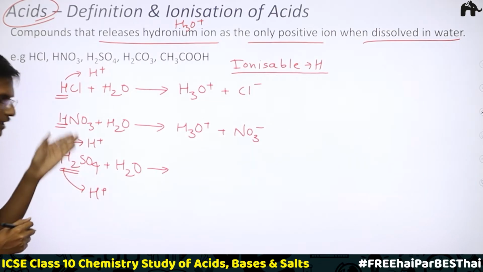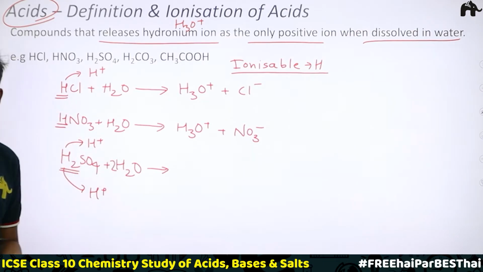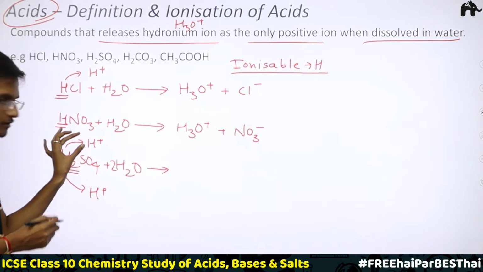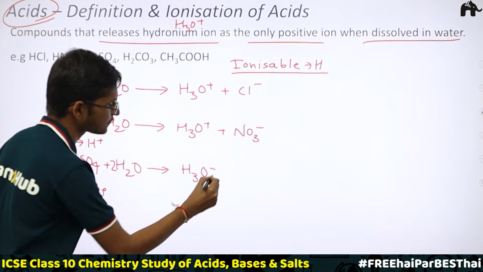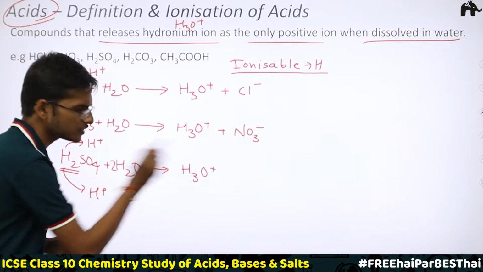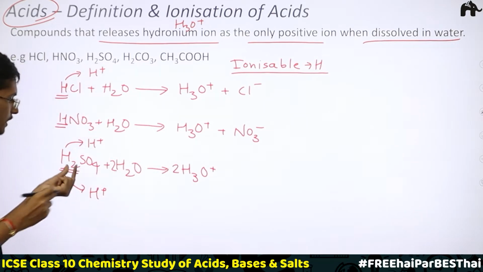Now these 2 ionizable hydrogen atoms need 2 water molecules, right? So here I have taken 2 water molecules. Now what would happen? Of these 2 water molecules, one water molecule will combine with 1 H plus and form 1 H3O plus. Another water molecule would combine with the other H plus and form another H3O plus, right? So 2 H3O plus would get formed. So I'm writing here 2 H3O plus. Now what is remaining?